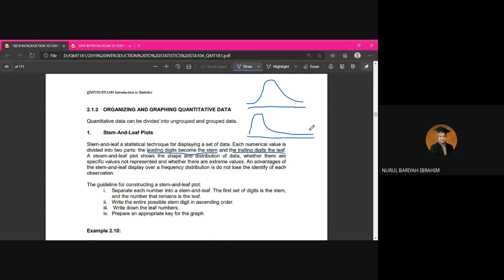It means the tail is long to the right. Or skewed to the left, where the tail is long on the left side. These two types of distribution are not normal distribution: skewed to the right and skewed to the left. This is normal distribution. So from the stem and leaf plot, we can see whether our distribution is normal or skewed.